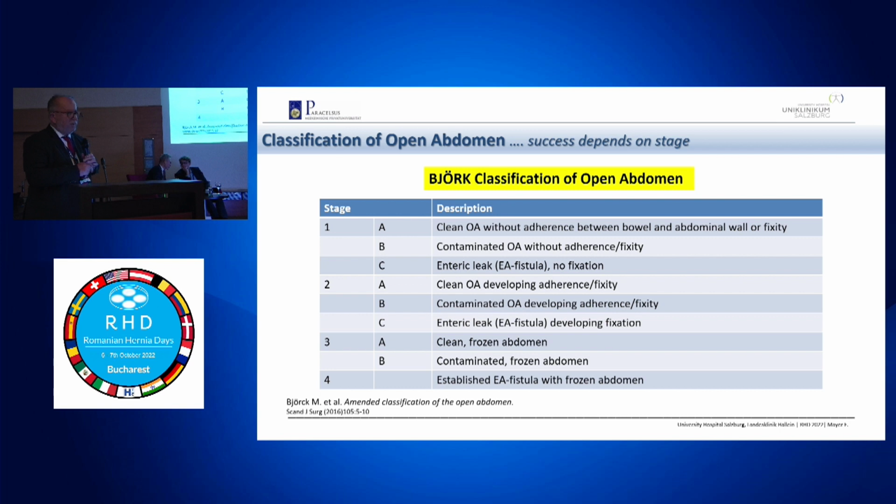If you talk about a disease, we know it's mandatory nowadays to classify these patients. One patient differs in many aspects from the other patients. And talking about open abdomen treatment, the Bjorck classification is in the meanwhile worldwide accepted. We have 4 stages of the disease. That refers to the grade of adherence between bowel and abdominal wall. And we have several grades, A to C. This refers to the grade of contamination of the abdomen leading up to enteric fistula.